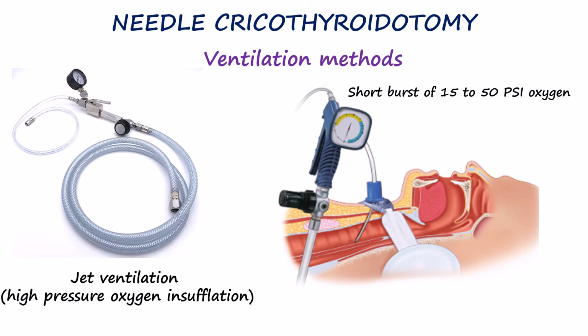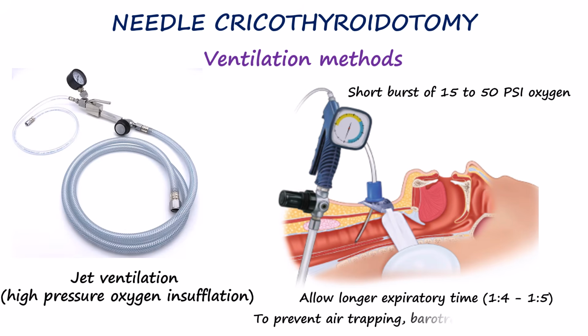Short bursts of oxygen are delivered into the lungs under pressure, with passive expiration occurring through the upper airway. Because the catheter is so small, expiration is slower than inspiration. It is therefore essential to allow a long expiratory time to prevent air trapping, barotrauma, or pneumothorax.